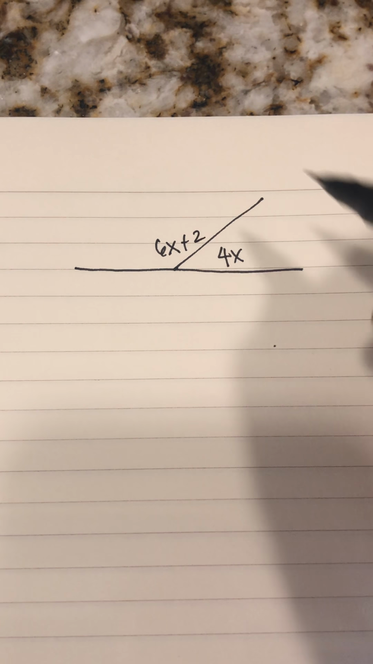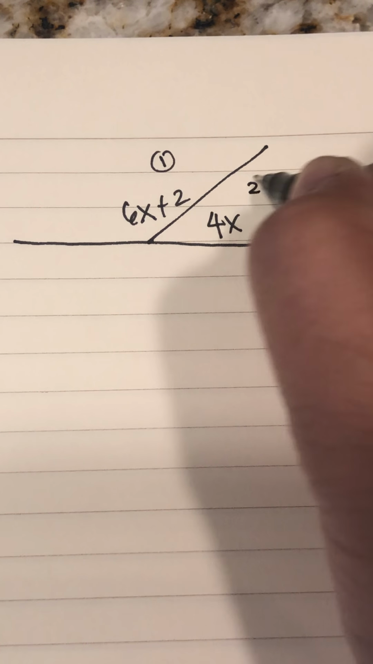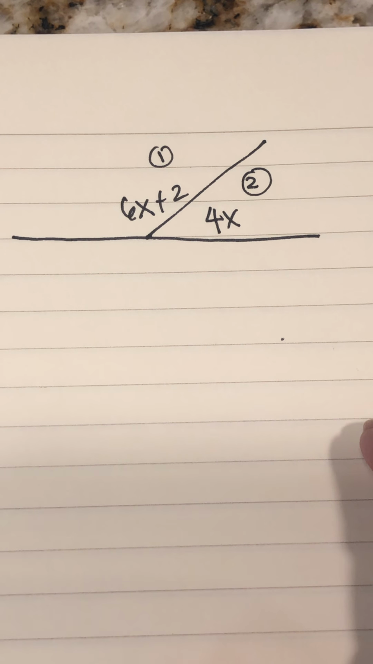Let's do, I'm going to make it smaller. Okay, so let's do this. I'm going to say that this is 4x and this is 6x plus 2. Okay? So now, let's say this is my angle 1, this is my angle 2. Okay, so what is the relationship between angle 1 and angle 2?